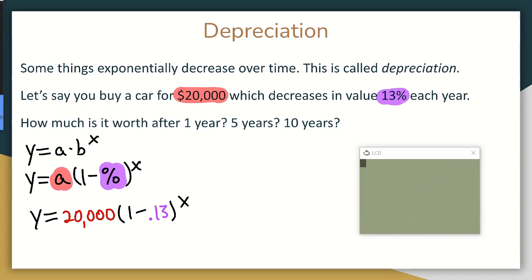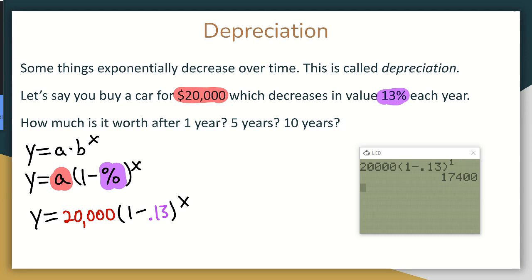So here we have 20,000, and then we're going to multiply that by 1 minus 0.13. I can write it this way, or I could also write 0.87. It doesn't make any difference, but we're going to raise that. We're asking about 1 year, so we just raise it to the first power at first, and it's 17,400.